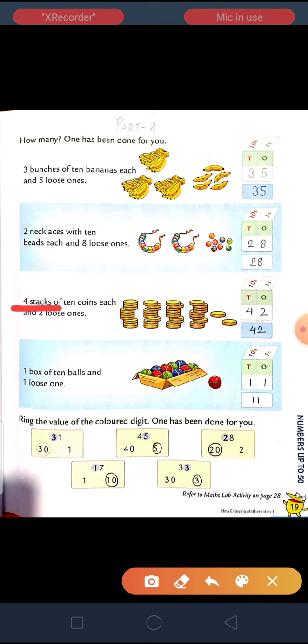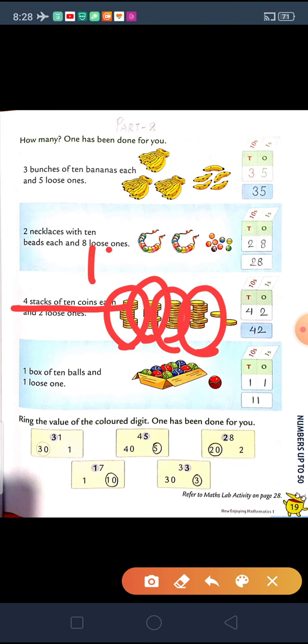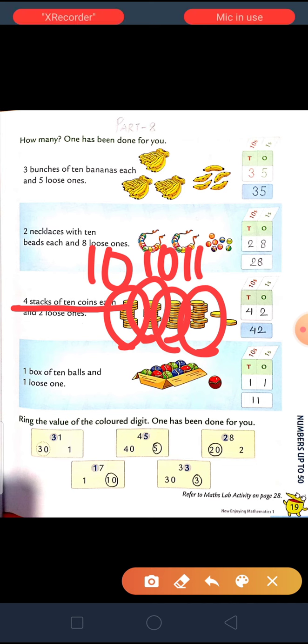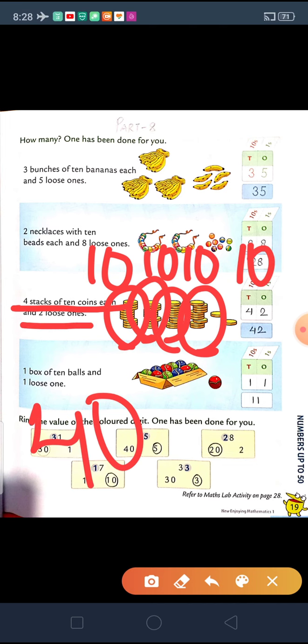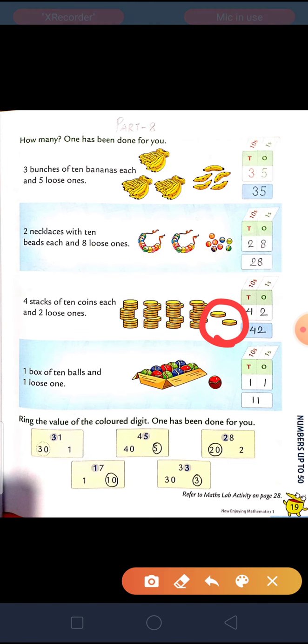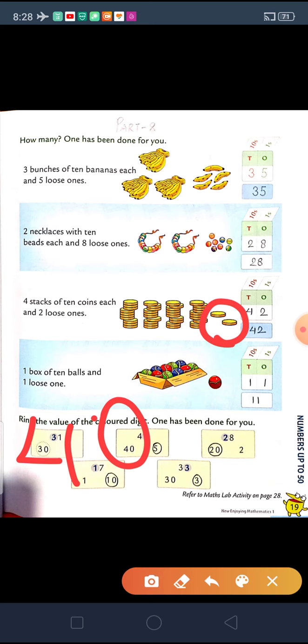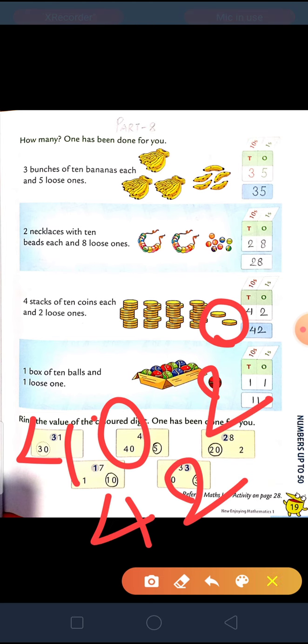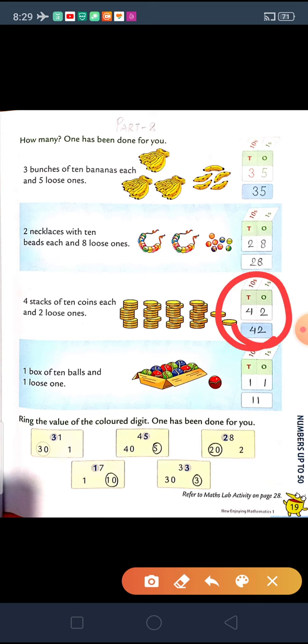Next is 4 stacks of 10 coins each. So you can see 4 stacks, 1, 2, 3, 4. So total 10 if you count. So how many are they? 40 and 2 loose ones. So you can see in the picture there are 2 loose ones. So 40 and 2 becomes 42. So you will write in this box 42.